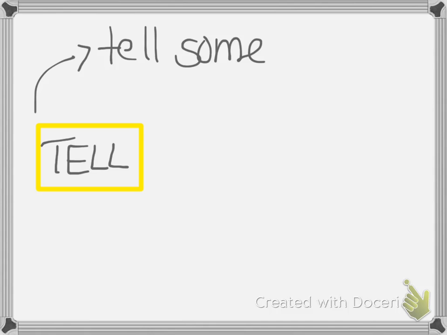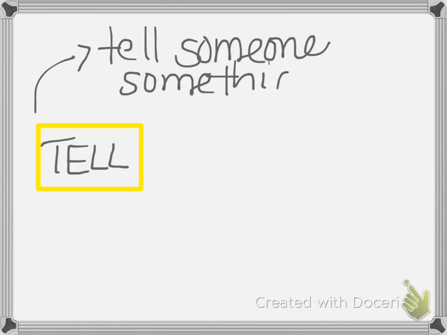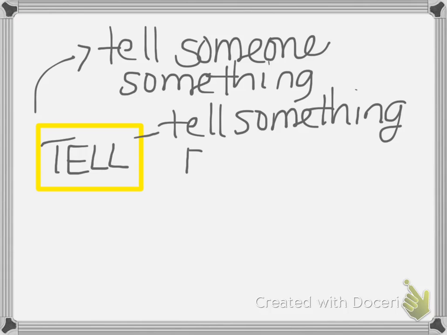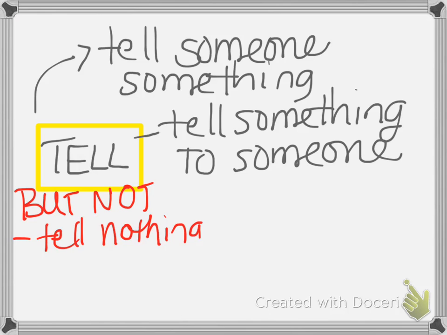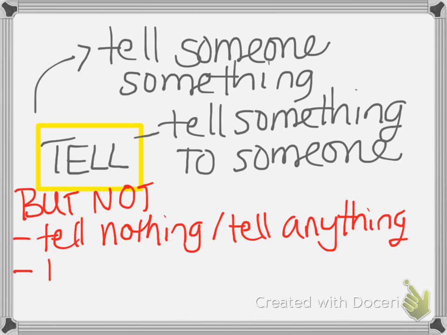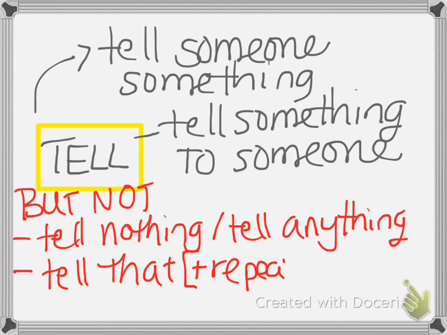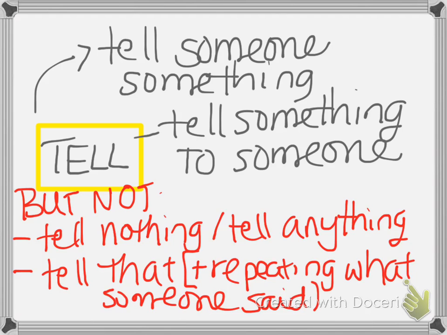With tell, again, remembering that the information only usually goes one way, you can tell someone something, you can tell something to someone, but you cannot tell nothing, you cannot tell something, or tell anything, because ings go after say. You can't tell that in reported speech. And you cannot tell to me something. You can tell me something, but you cannot tell to me something.